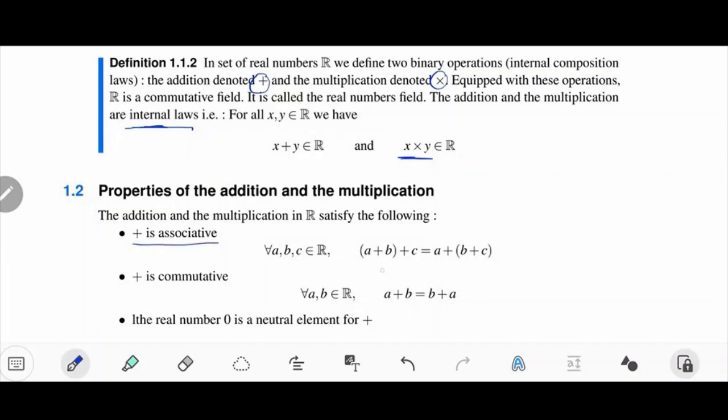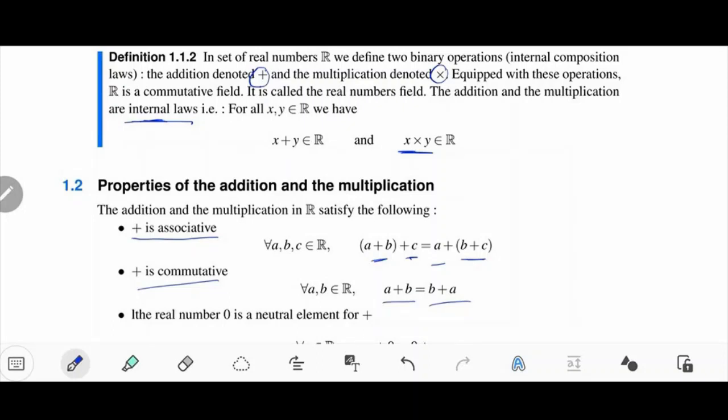So first, plus is associative. It means that if you add two numbers and then you add a third one, it's the same as adding the second and the third and then the first one. It's commutative. It means that if you add two numbers, a plus b, it's the same as adding them in the different order, b plus a.